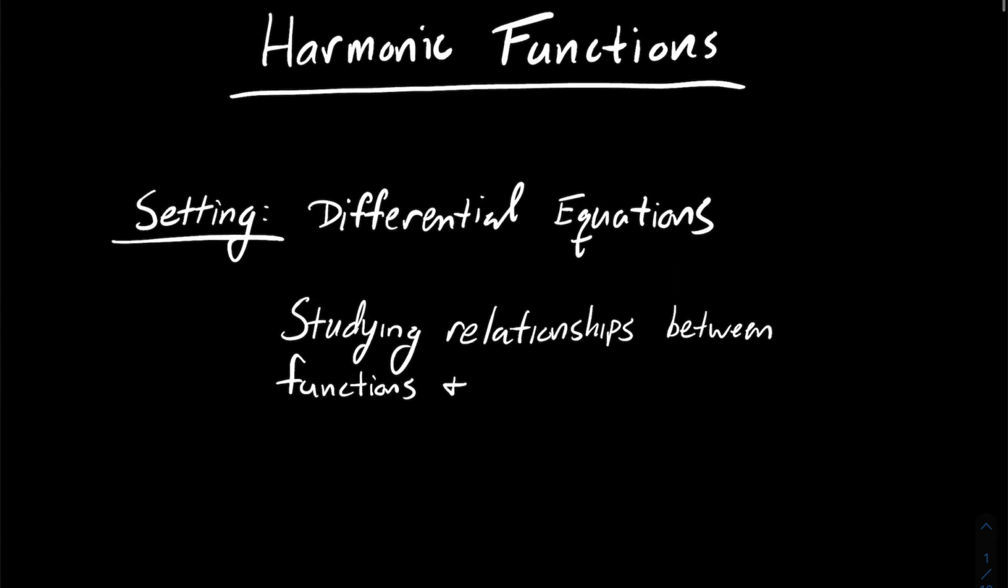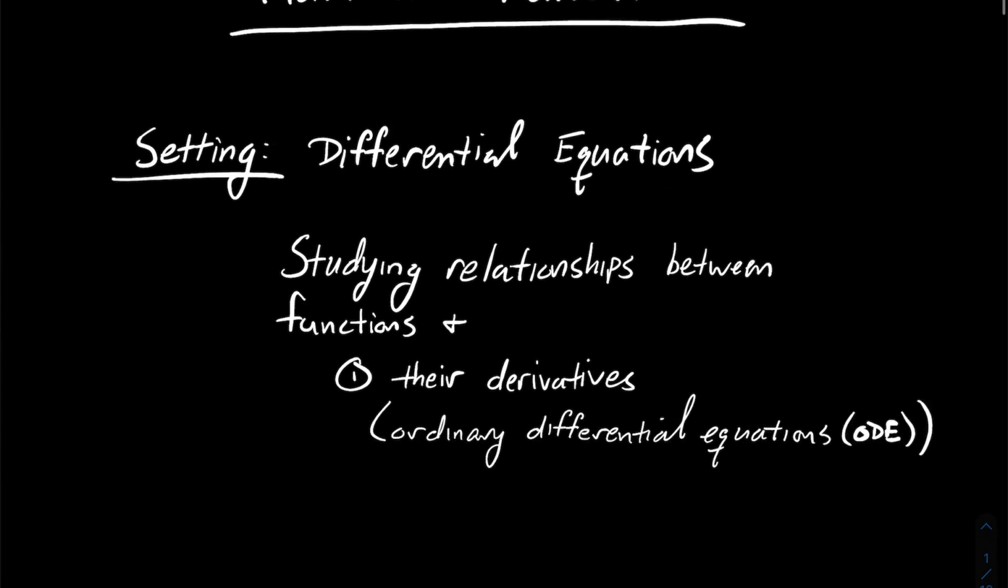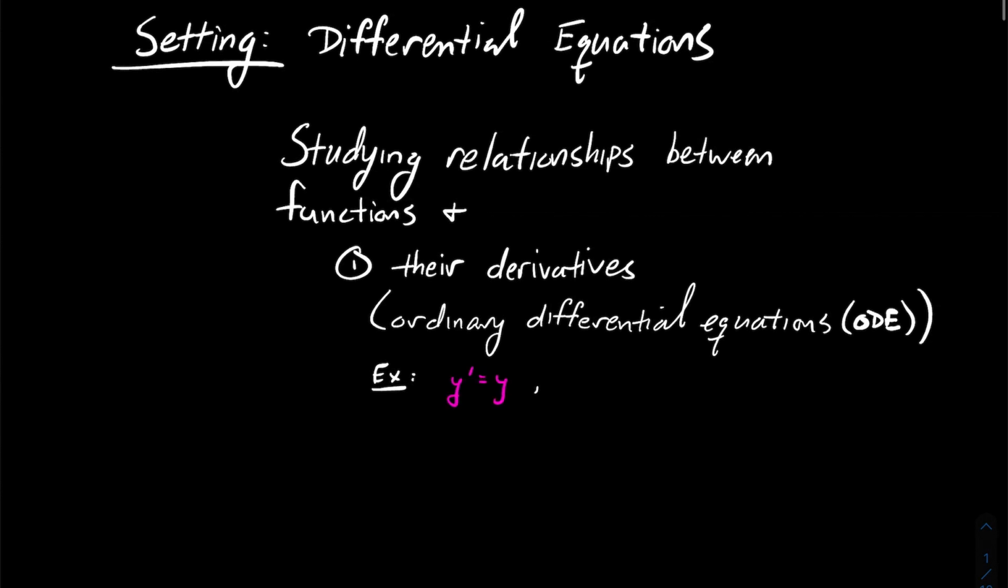To remind you what those are, what we do in differential equations is we study the relationship between functions and their derivatives of any order, like first derivative, second derivative, whatever. These are called ordinary differential equations, or ODEs for short. For an example, what functions y satisfy the equation y prime equals y? What function is equal to its own derivative? Or what family of functions equals their own derivative? And I know that that is a model for simple population growth.